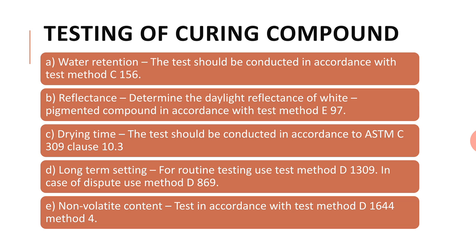Testing of the curing compound. Main properties are water retention, reflectance, drying time, long-term setting, non-volatile content. Water retention is tested in accordance with ASTM C156. Reflectance as per ASTM E97. Drying time ASTM C309. Long-term setting ASTM D1309 or ASTM D869. Non-volatile content as per ASTM D1644.